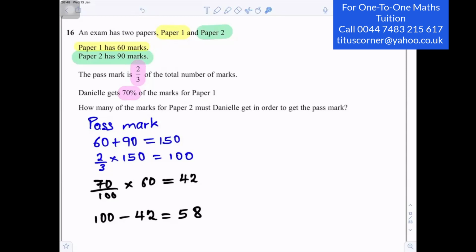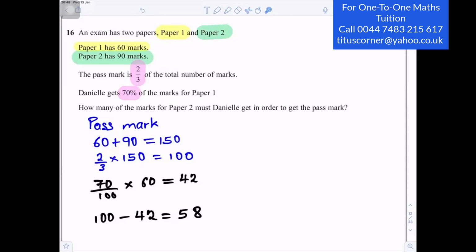So they've got these two tests, paper 1 and 2. We need to know what the pass mark is. They've told us in the question it is 2/3 of the total marks. But what is the total marks? So let's work out the total marks first. We add 60 plus 90, it gives you 150. That is the total marks for the two tests.